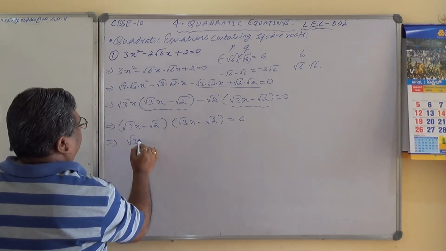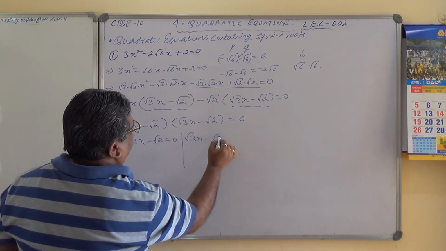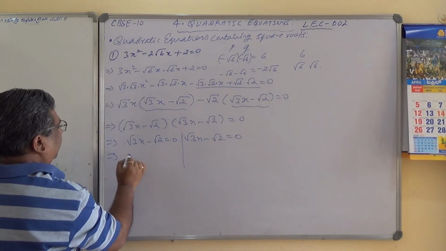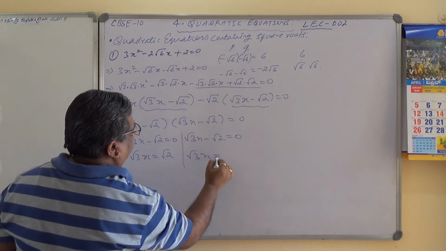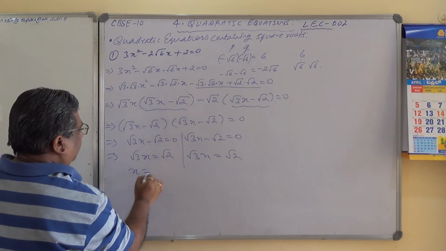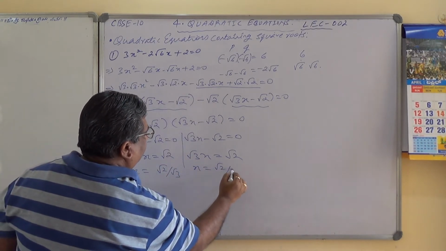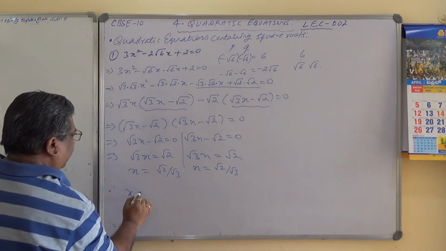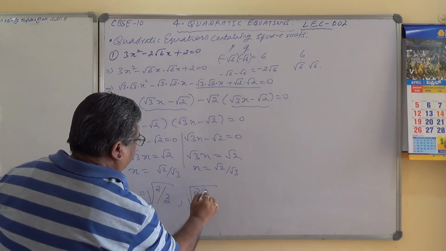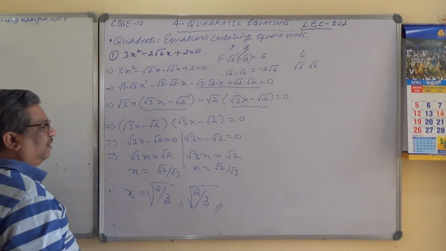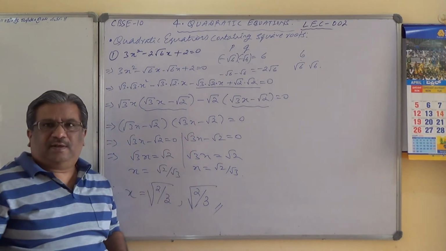Implies root 3x minus root 2 equals 0. Implies root 3x equals root 2. Therefore, x equals under root of 2 by 3, comma, minus under root of 2 by 3, because root 2 by root 3 is nothing but under root of 2 by 3. So this is how we can solve this numerical.